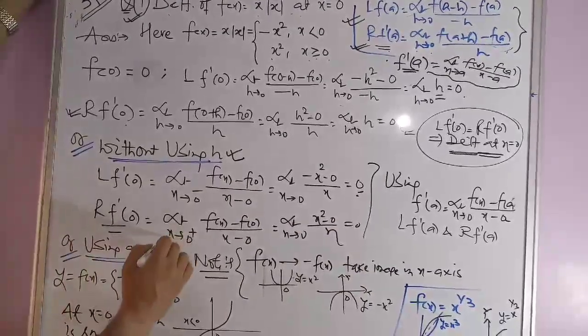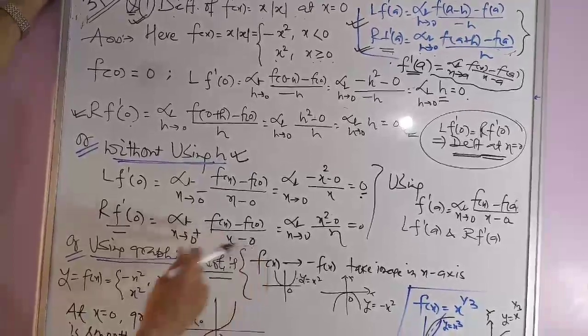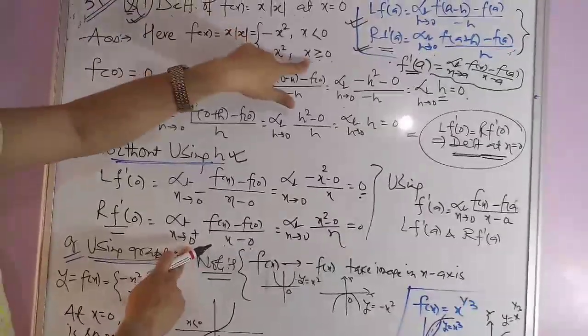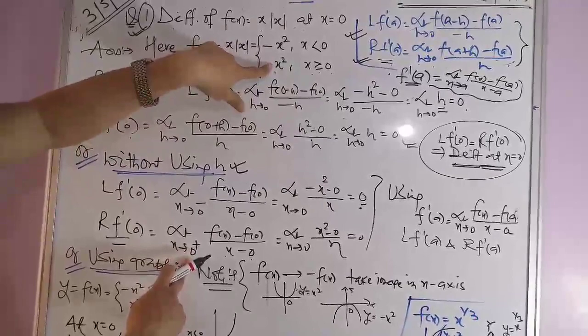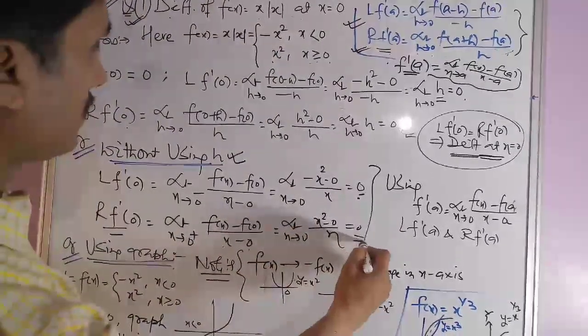RF'(0), limit x tends to 0 plus of [f(x) - f(0)] / (x - 0). Here x is positive, x greater than 0, so f(x) equal to x square. So limit x tends to 0 of x square by x equal to 0.